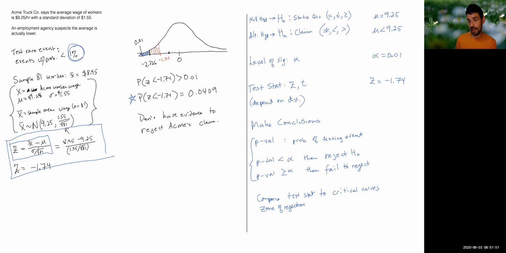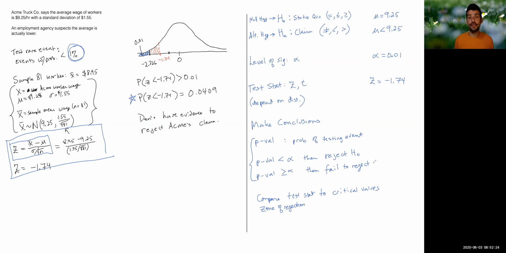Notice we don't say we accept or support or anything like that. This test did not give evidence that their average was 925, right? We found a much lower average. We just didn't have enough evidence to claim that it couldn't be, that we don't believe it, okay? It's sort of like a court of law, innocent until proven guilty, right? You don't get proven innocent, you just get not guilty. You're guilty, or we don't have enough evidence to say that you're guilty, right? That's kind of the world we're living in here.